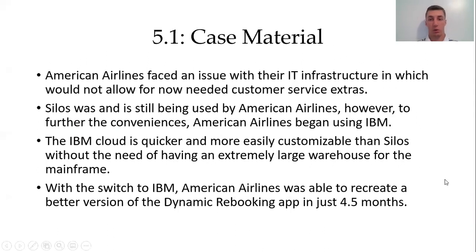Now, chapter 5.1 of case material. It's going to be going over American Airlines issues they faced with their IT infrastructure. They used silos and ended up switching to IBM, the IBM Cloud, because it was a lot quicker. They were able to update their app, and because of this, they were able to redo their dynamic booking app in just 4.5 months.